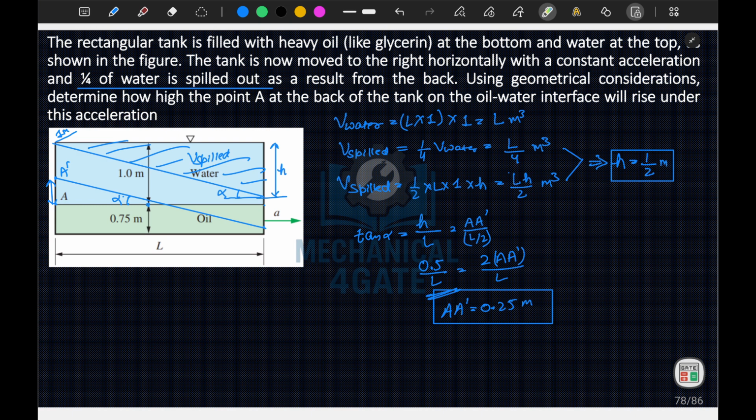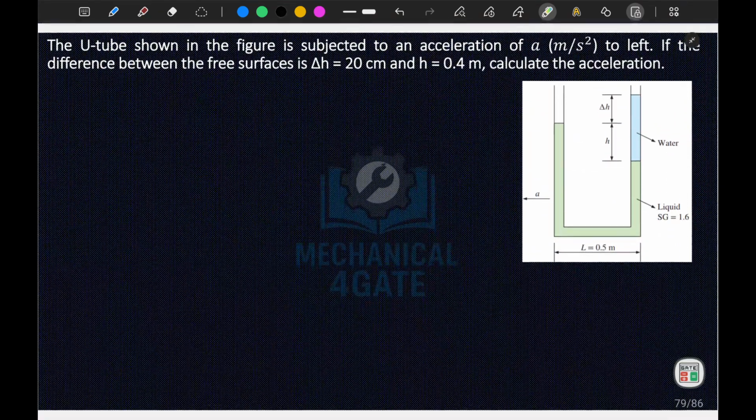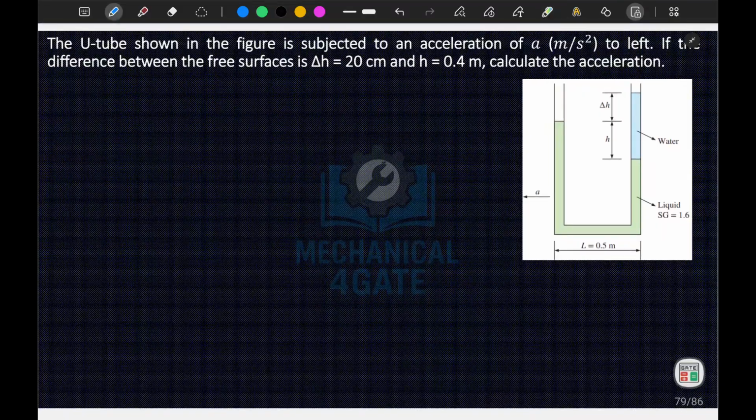Okay, now let's move to the next question. So let's start this question. In this question it is mentioned that a U-tube shown in the figure is subjected to an acceleration a to the left. If the difference between the free surfaces, delta h, is equal to 0.2 meter, and this h is equal to 0.4 meter, we have to calculate the acceleration.